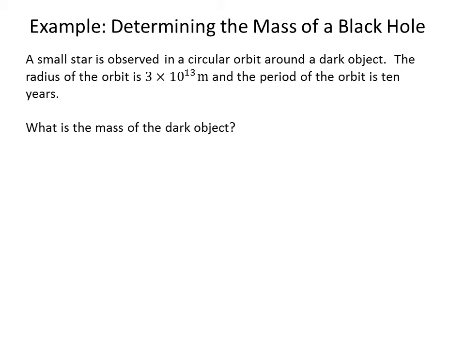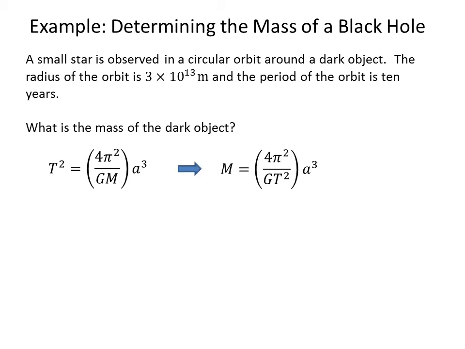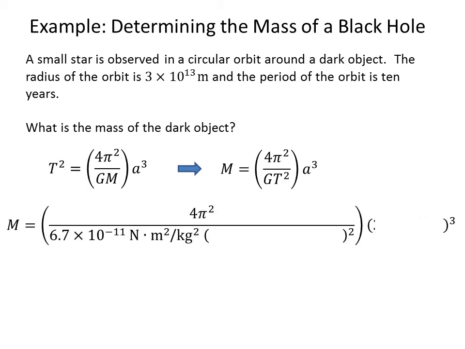A small star is observed in a circular orbit around a dark object. The radius of the orbit is 3 times 10 to the 13th meters, and the period of the orbit is 10 years. So what is the mass of the dark object? Well, using Kepler's law of periods, we write that down, and then we solve for the mass of the central object, and then we go ahead and plug in our numbers.